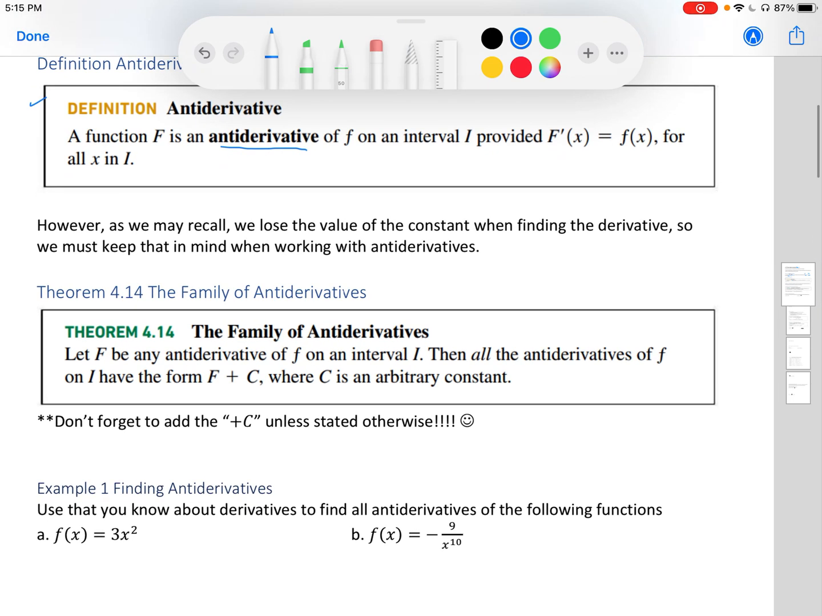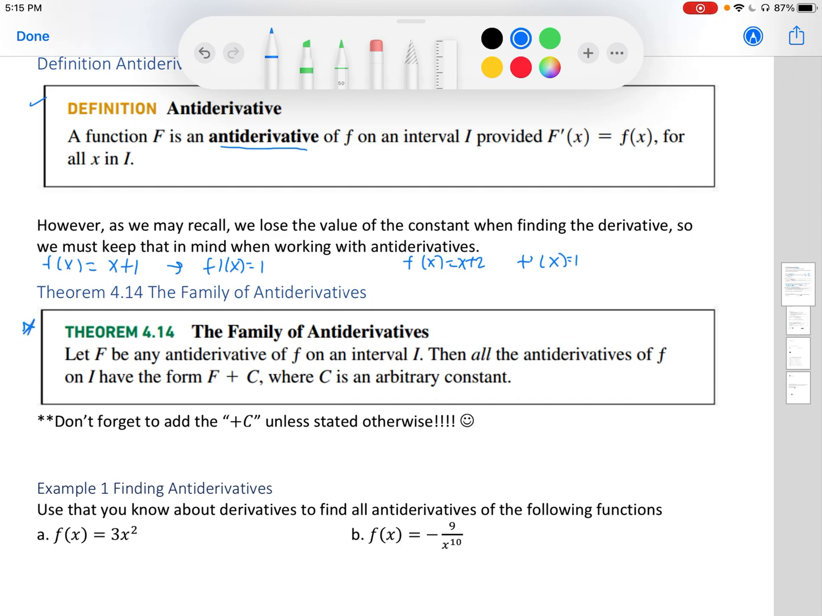So, for example, what's the derivative of x plus 1? Isn't the derivative just 1? What about the derivative of x plus 2? Isn't the derivative also just 1 because we lose that constant? So there's a way to keep track of the constant.